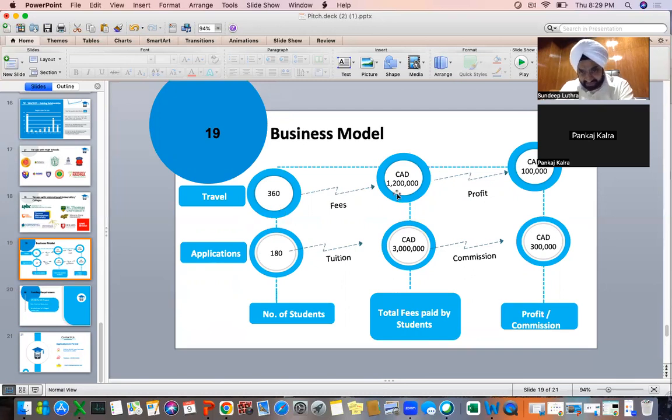So for travel, the revenue is 1.2 million, and we decently make near about 9% or around 10% in profits. In commissions, the total fees paid by 180 students will be $300,000, and we would make 10% of this as commission, because that's what the university pays to their agents. In this model, in study overseas, we don't charge anything for our counseling sessions. We get the commission from the international partners.